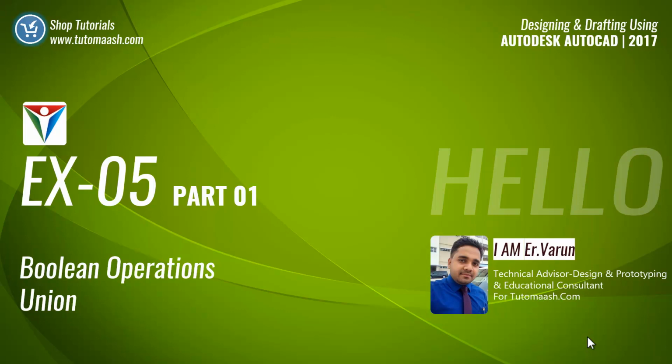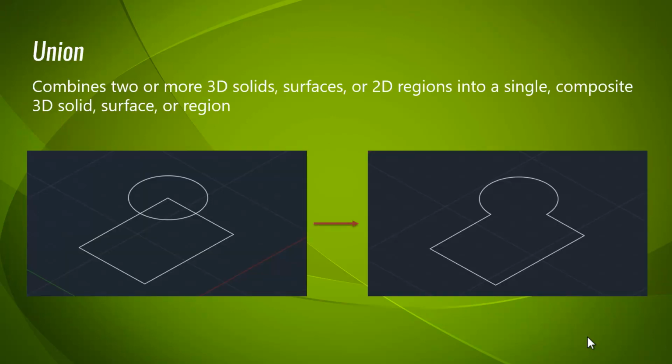In this session, we will be discussing Boolean operations. Union is one of the important Boolean operations that we use in AutoCAD. It helps you to combine two or more 3D solids, surfaces, or 2D regions into a single composite object.